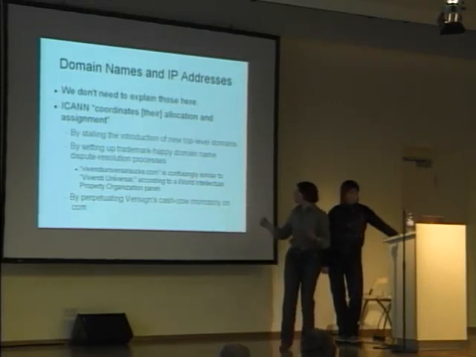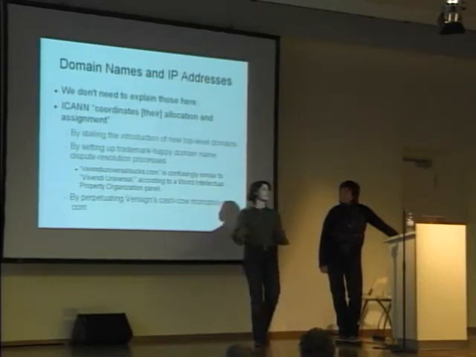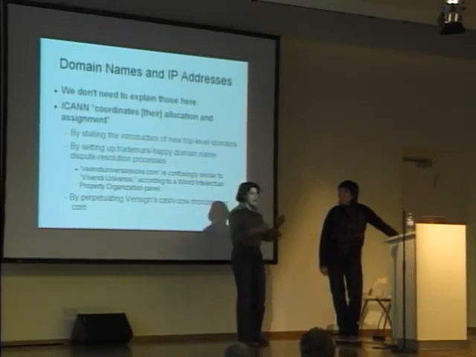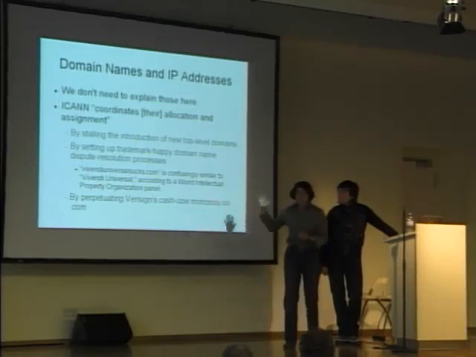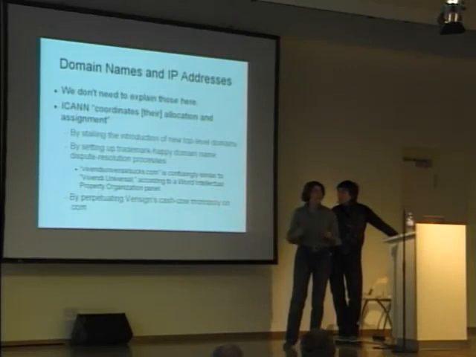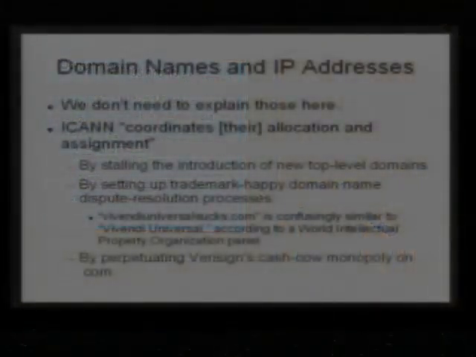It's been setting up trademark happy domain name dispute resolution processes. What do you think's going to happen when you give a bunch of intellectual property lawyers the reins to set up dispute resolution processes for challenging somebody's registration of a domain name? Well, you get decisions like one WIPO, World Intellectual Property Organization, panel's decision that VivendiUniversalSucks.com is identical or confusingly similar to Vivendi Universal.